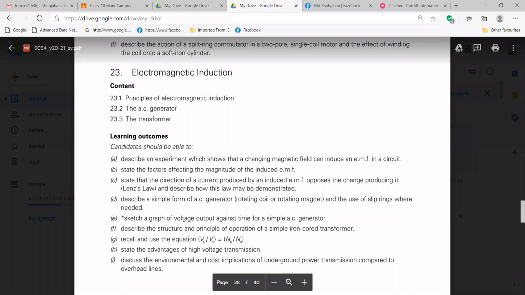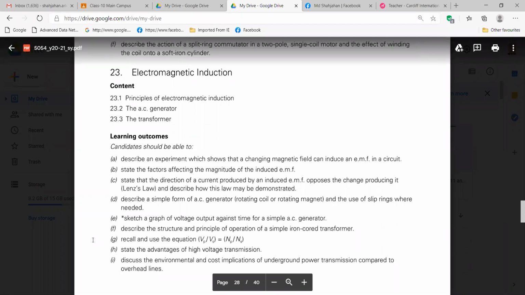Some parts are left. Can you identify which parts are left? Yes, sir, which parts are left?